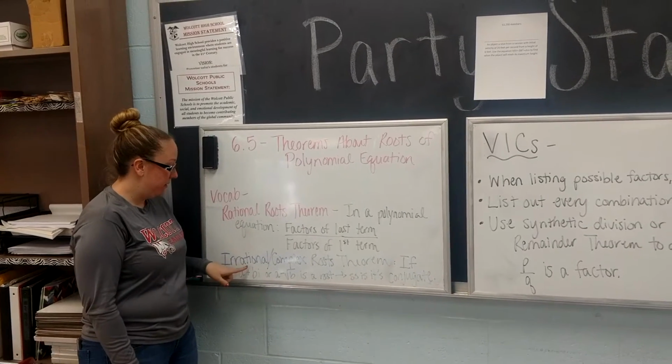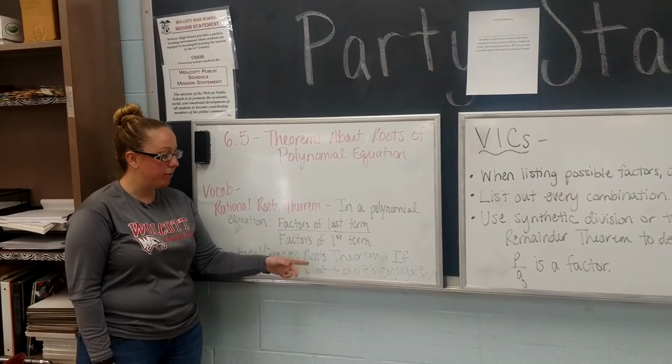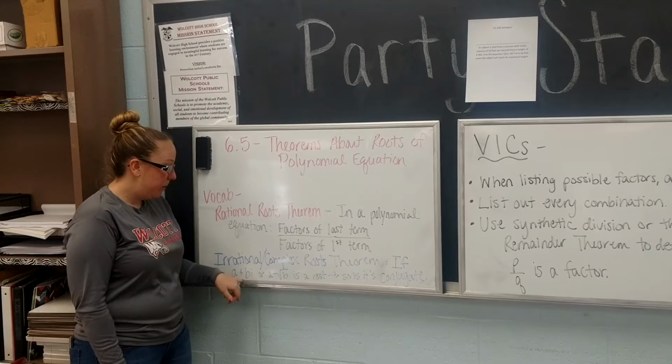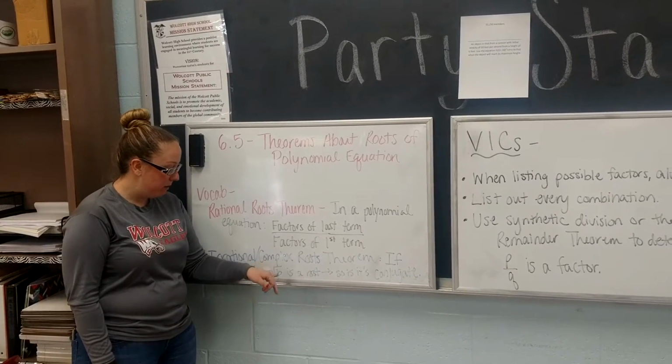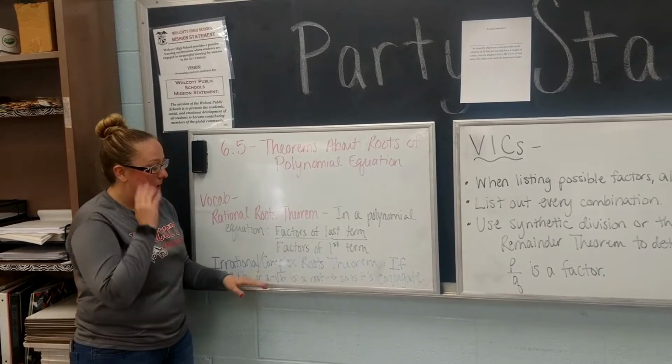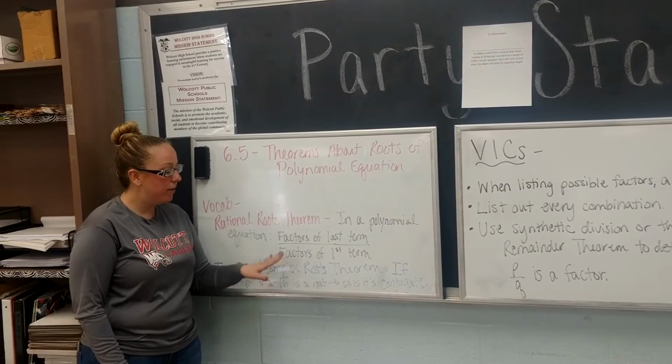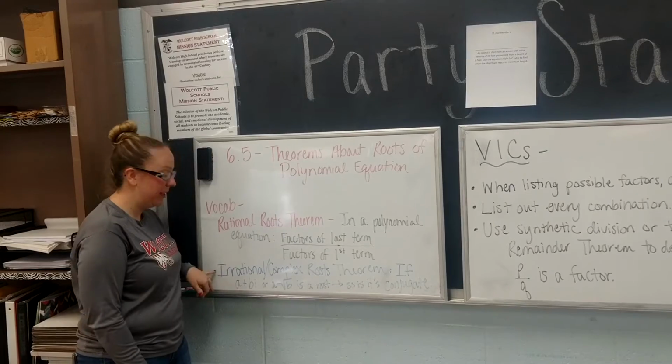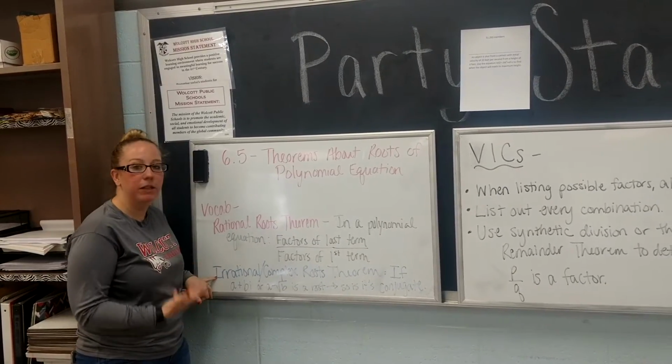And we also have as a vocab term irrational or complex roots theorem. And that says if a plus bi or a minus the square root of b is a root, so is its conjugate. And we're going to do more with this on Tuesday and Wednesday. This just needs to be written down so you have it, so you know it, so we can go back to it.